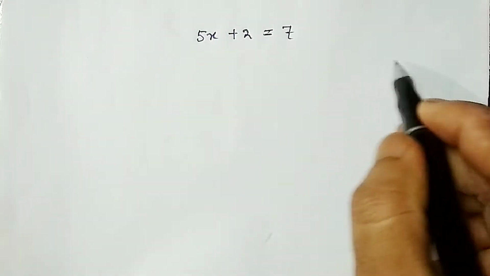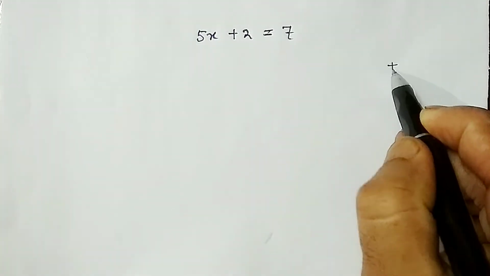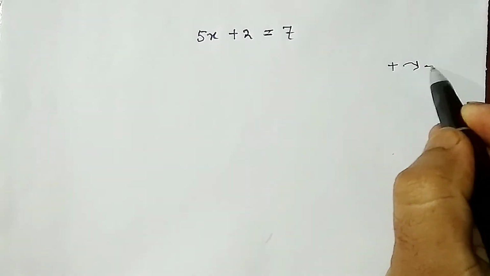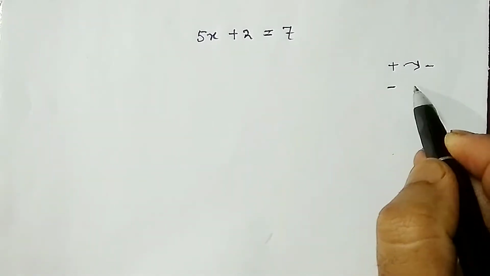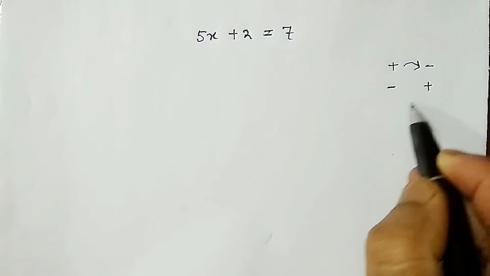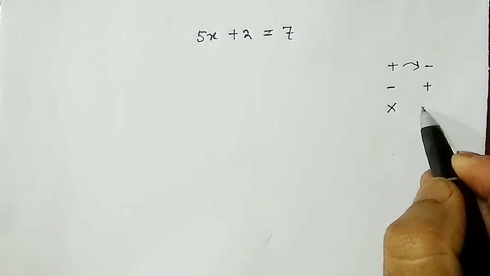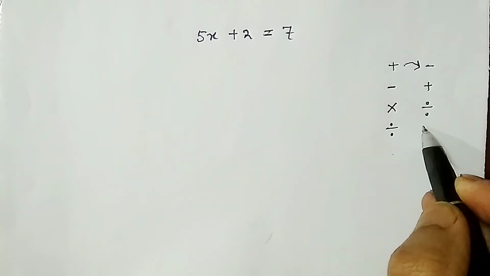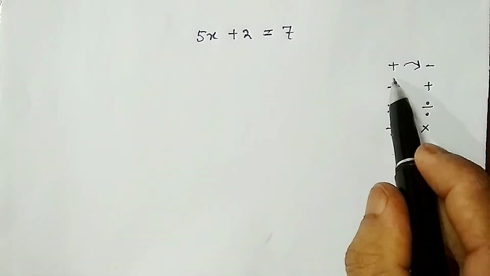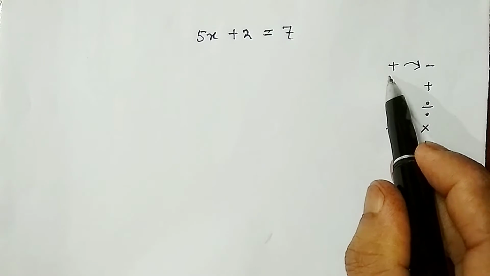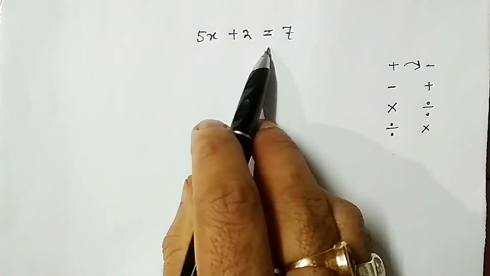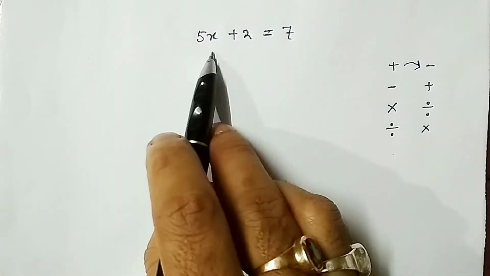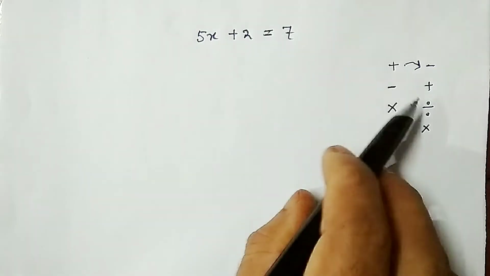Now in maths, whenever plus sign is there, its enemy is minus. If minus is there, its enemy is plus. For multiplication, enemy is division. And for division, enemy is multiplication. That means their behavior is just opposite. Okay, now 5x plus 2 equal to 7. For solving this equation, we are going to make use of it.